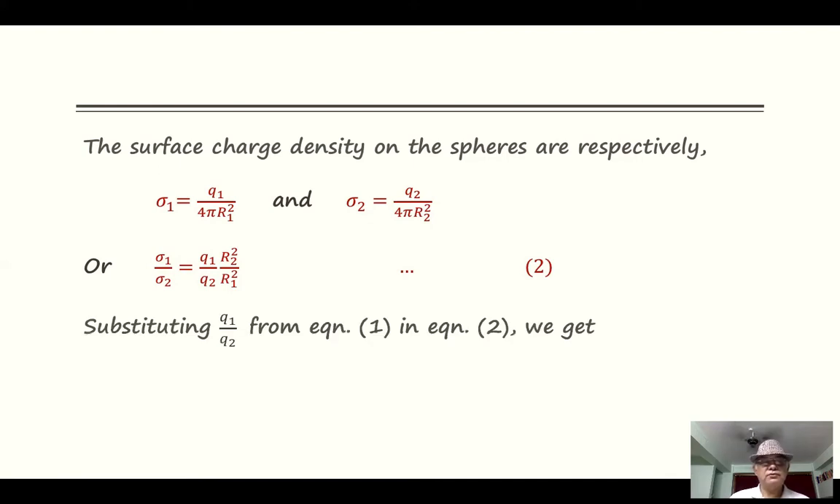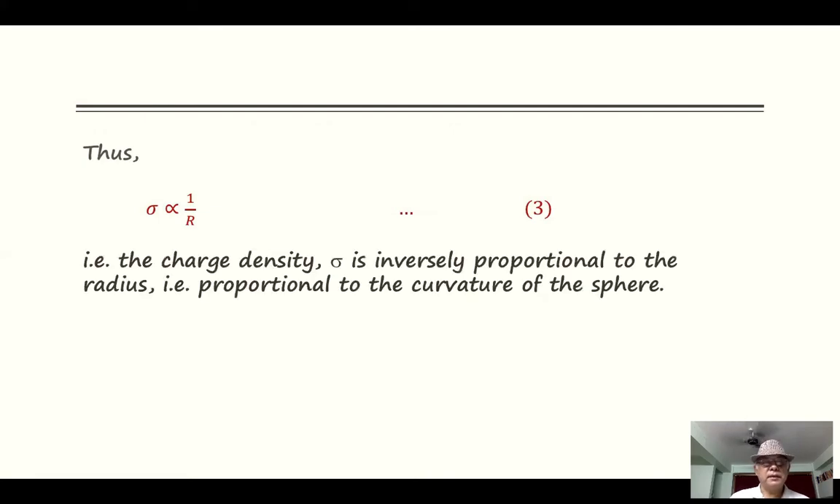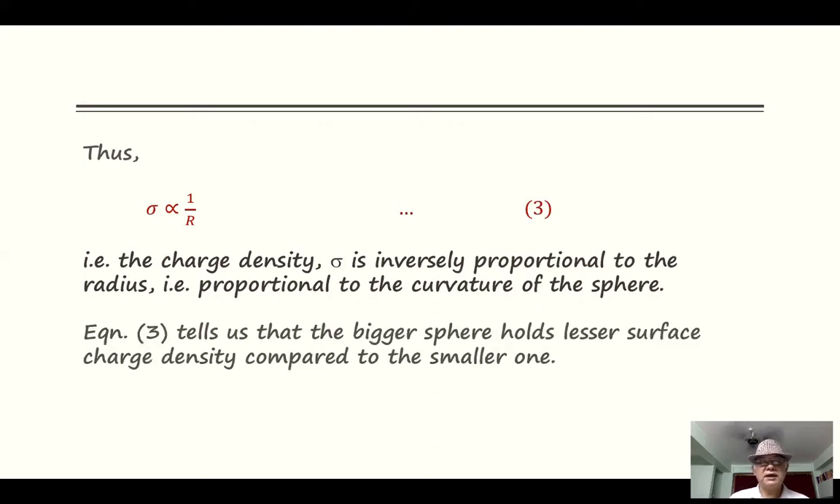Substituting Q1 by Q2 from equation 1 in equation 2, we get sigma 1 by sigma 2 equal to R2 by R1. This is equation 3. Thus, sigma proportional to 1 by R. That is, the charge density sigma is inversely proportional to the radius, that is proportional to the curvature of the sphere. Equation 3 tells us that the bigger sphere holds lesser surface charge density compared to the smaller one.